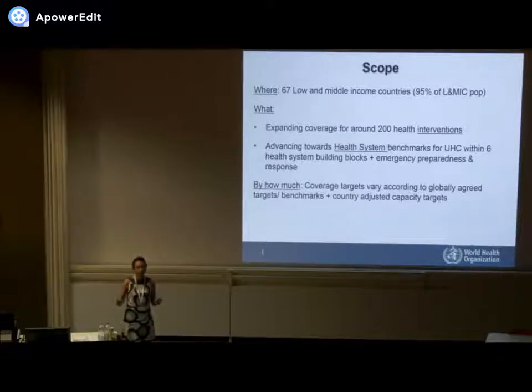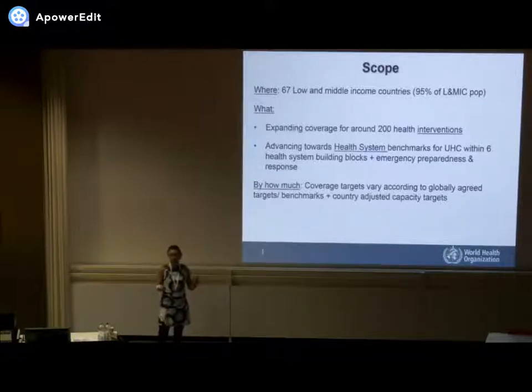So what kind of health worker ratios are needed, what kind of health information systems are needed, what kind of governance structures need to be in place, and we estimated the cost so that countries could reach those benchmarks. And we also looked at emergency preparedness and response. And then how much to invest? We basically varied the coverage targets that countries should reach by 2030 according to the country-specific context, at the same time using the globally agreed targets or benchmarks as the final goalpost.